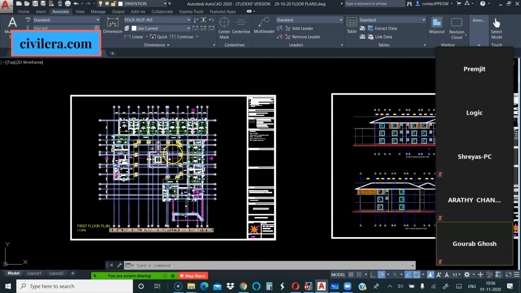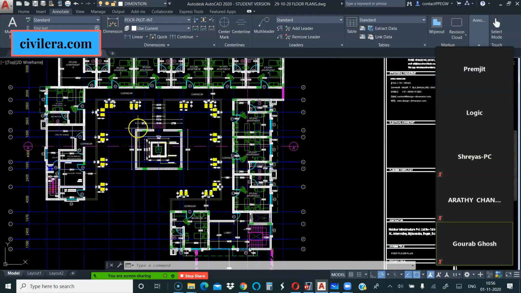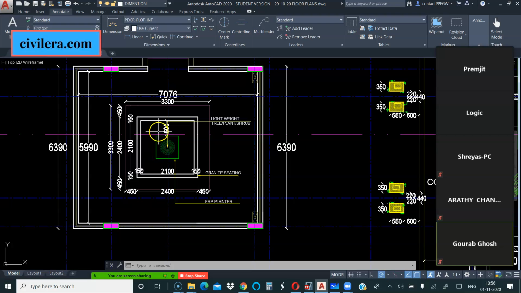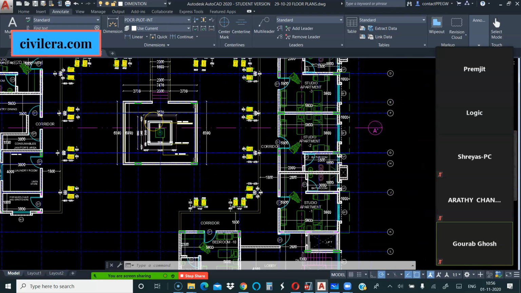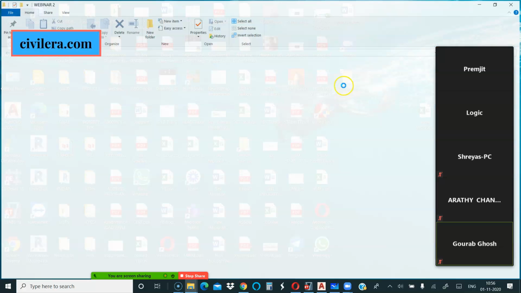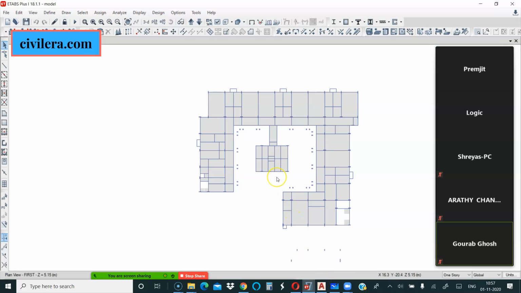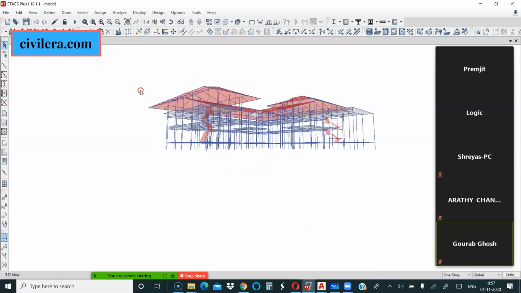So now coming to the plan, it's all straightforward. You have rooms on all the sides and a courtyard. Now for the courtyard or the recreation space, there is a slight complication again. I will open one more drawing. While that's opening up, I will show you the ETABS model that I have done for that. So here is the plan of the ETABS model.